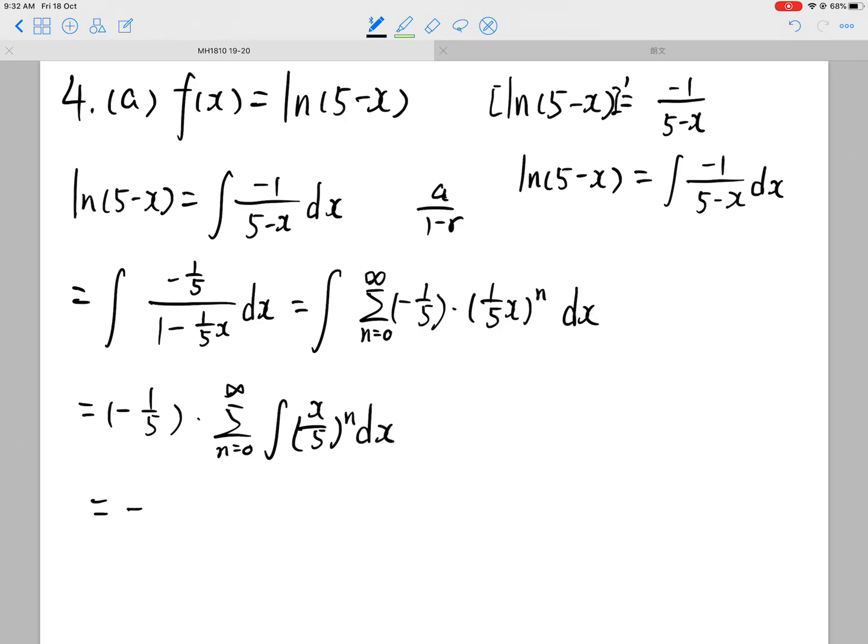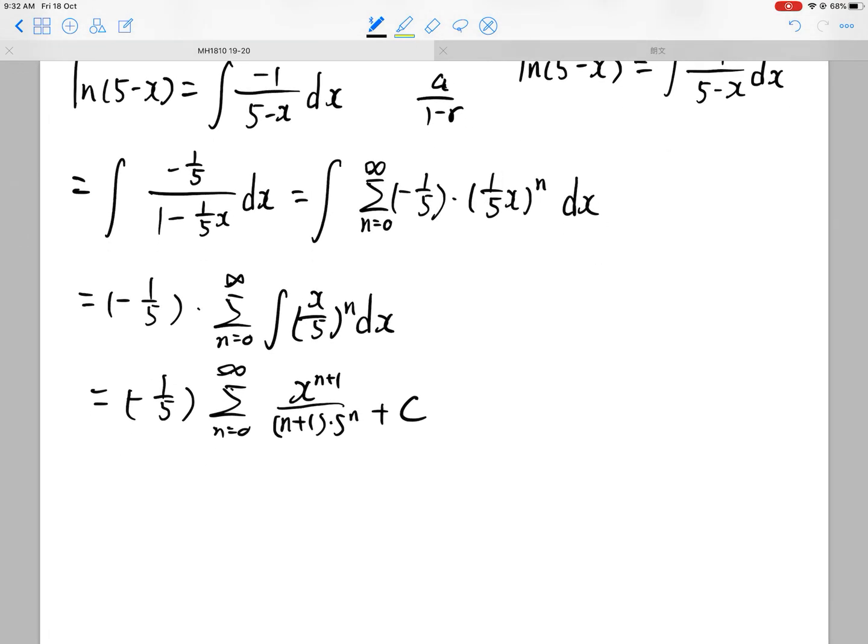Okay, so this part is x to the power of n plus 1 over (n plus 1) times 5 to the power of n, plus c. So this will be c minus 1 over 5, summation n from 0 to infinity, x to the power of n plus 1 over (n plus 1) times 5 to the power of n.